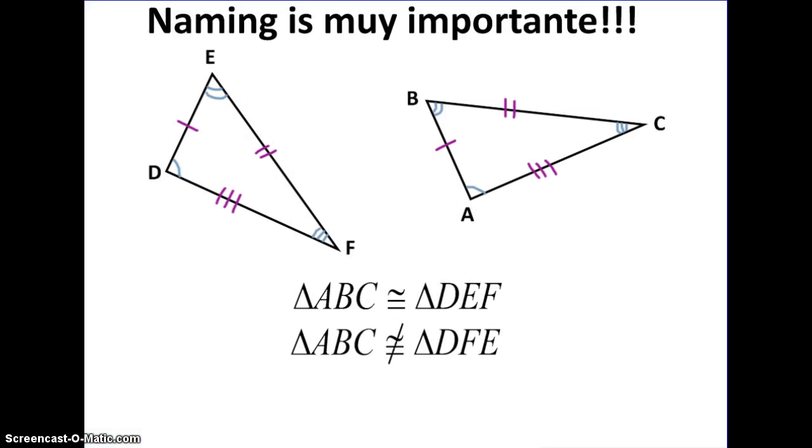Alright, so naming is very important. In that last picture I said ABC is congruent to DEF. Notice it's not the same thing as saying triangle DFE. And the reason for that is you're saying that angle A is congruent to angle D. That is true. Then you're saying that angle B is congruent to angle E. That is true. And last but not least, that angle C is congruent to angle F. Okay? That's very important that the order is correct.